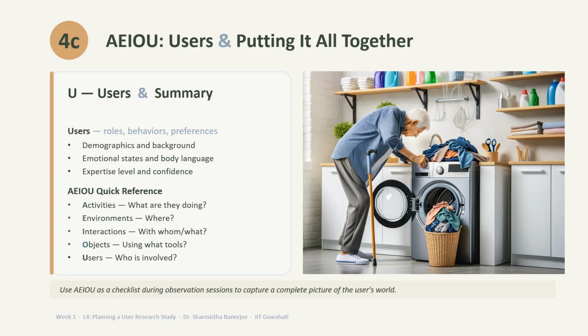Now comes the last part of it, which is the users. And we will be seeing who all are the users. We will be looking at their roles, behaviors, preferences. So there comes the importance of the demography, their background. So the whole situation will change if I put a younger man over here or a younger woman over here, or let's say I try to put a teenager who is also cleaning their clothes or the entire family's clothes, or if I put in an illiterate household help who does this particular job.